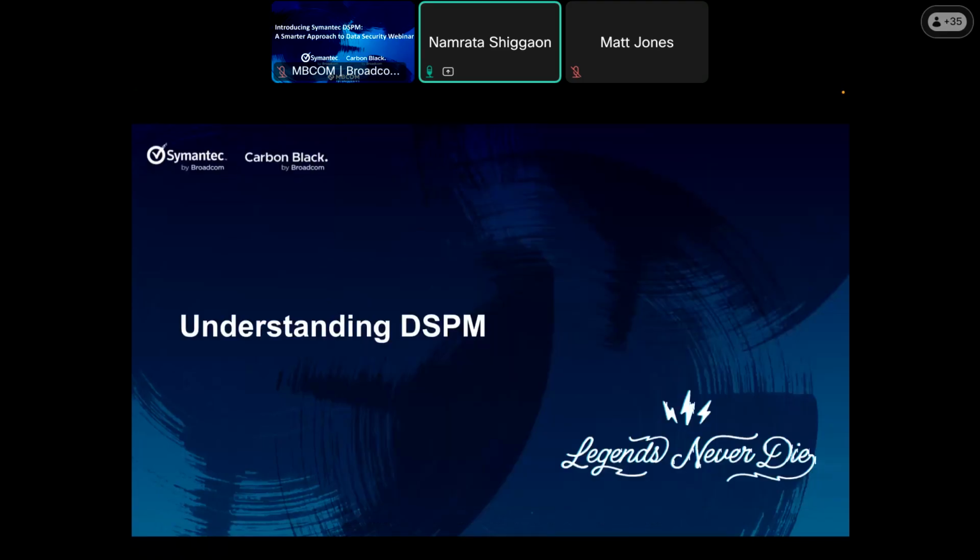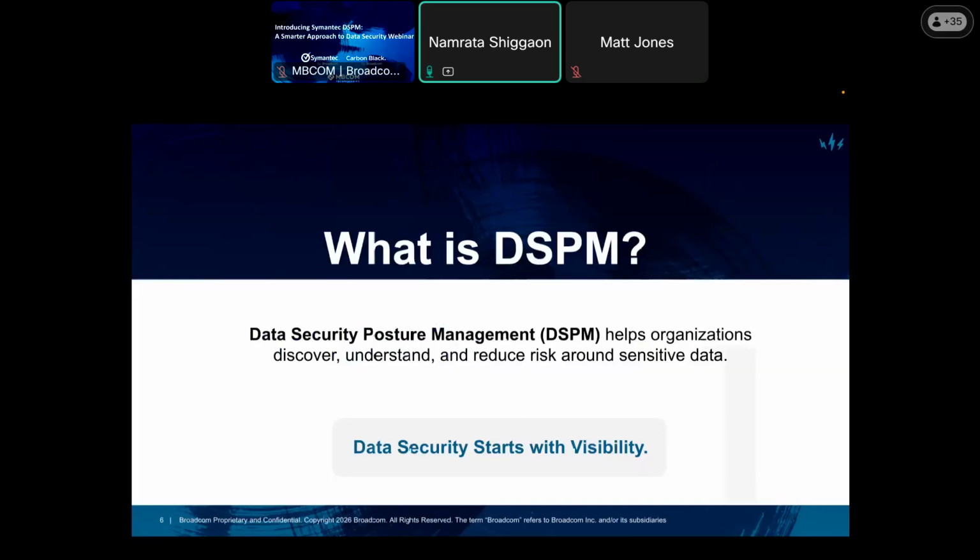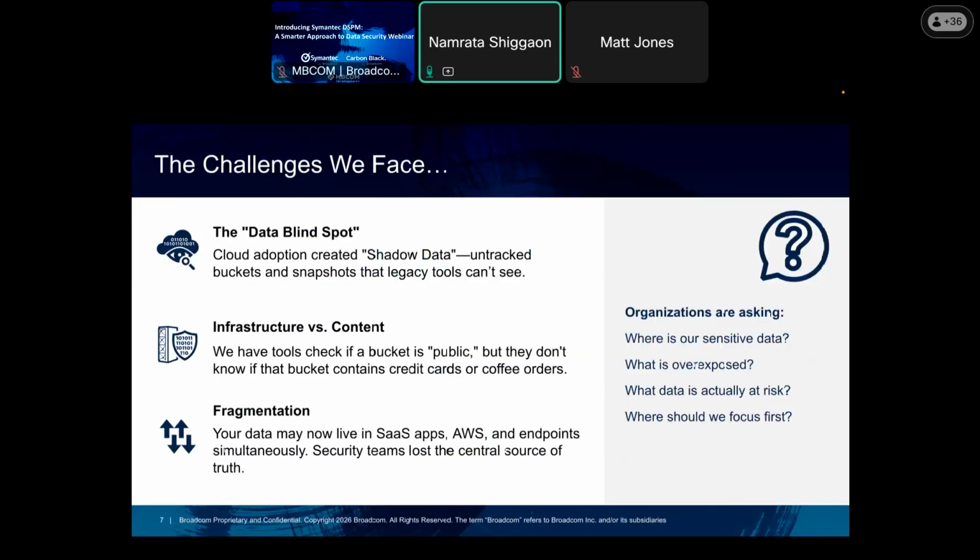So let's get started. Let's first start with understanding what exactly DSPM is. DSPM stands for Data Security Posture Management. It is a data-first cybersecurity approach with focus on securing the data rather than the periphery where the data resides. So it's about knowing your data and understanding it, so that you can analyze the risk and accordingly have levers in place to protect it. So it all starts with data visibility.